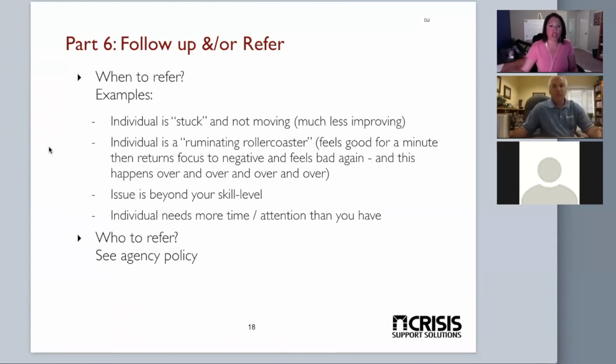When to refer: when that person is stuck and they're not making any movement whatsoever, and they're not moving to feeling better, because that's the key. At the end of our call, at the end of our visit, hopefully you feel a little bit better. And if you don't, then that might be something that you need to refer.